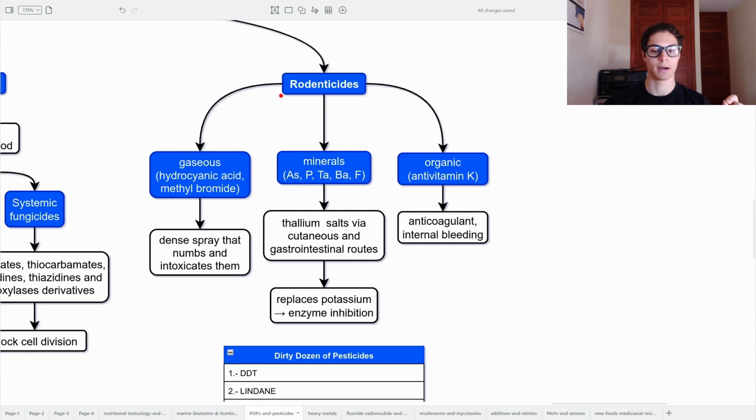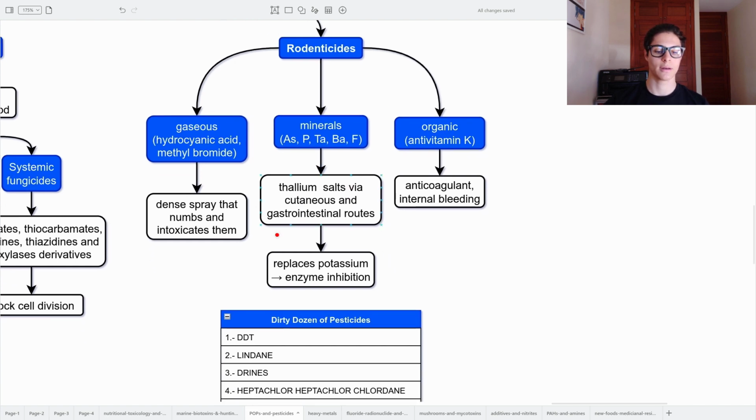And the last but not least, we have the rodenticides. And here again, we have three types. The gaseous ones, the hydrocyanic acid and methyl bromide, which basically are a dense spray that numbs and intoxicates the rodents. Minerals such as arsenic, phosphorus, thallium, barium, and fluorine, and the thallium salts via cutaneous and gastrointestinal routes are absorbed and it replaces potassium, creating an enzyme inhibition most of the times.